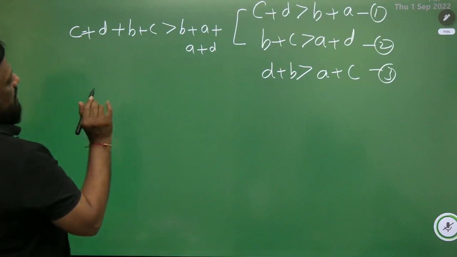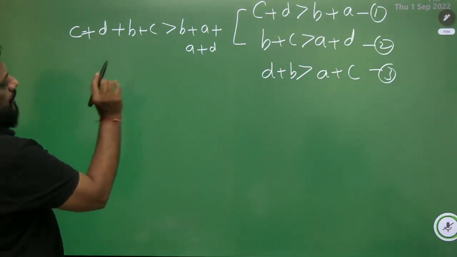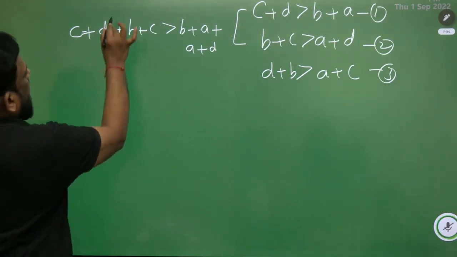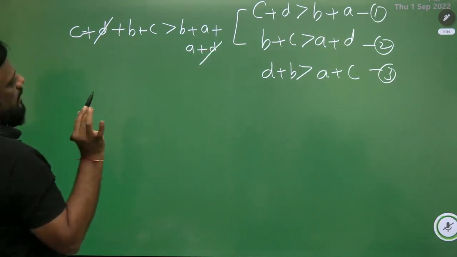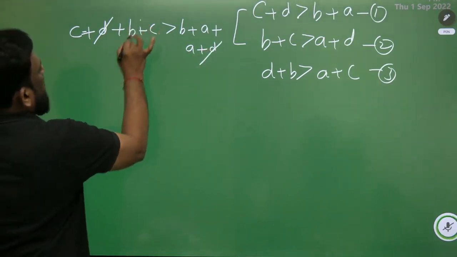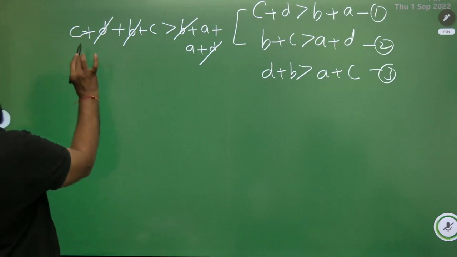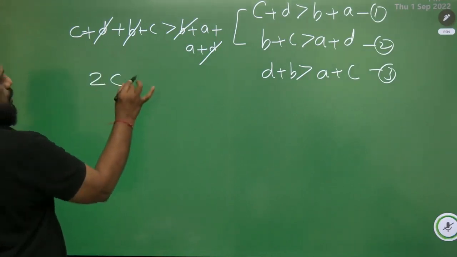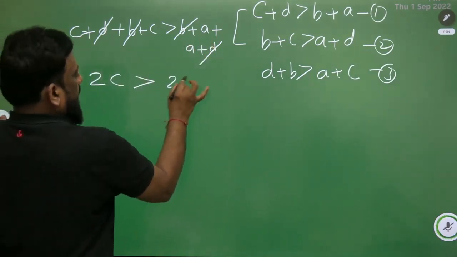Now look. What can we do, sir? I think what can I do? Look at it carefully. I think I can cancel D, D. Correct. Anything else to be cancelled? B, B can be cancelled. Yes. Now we are left with 2C. C plus C is 2C, which is greater than A plus A, which is 2A.